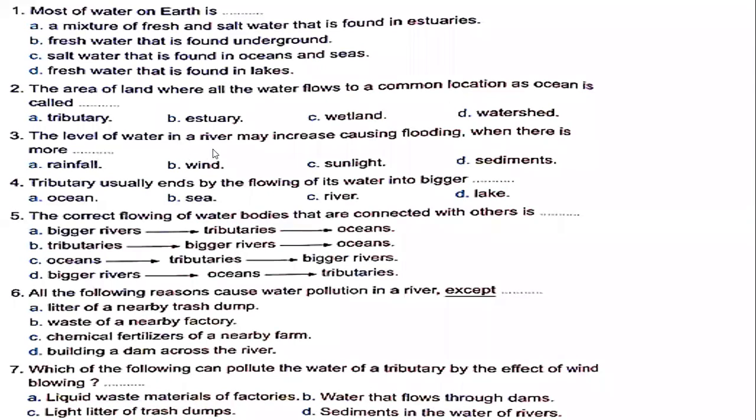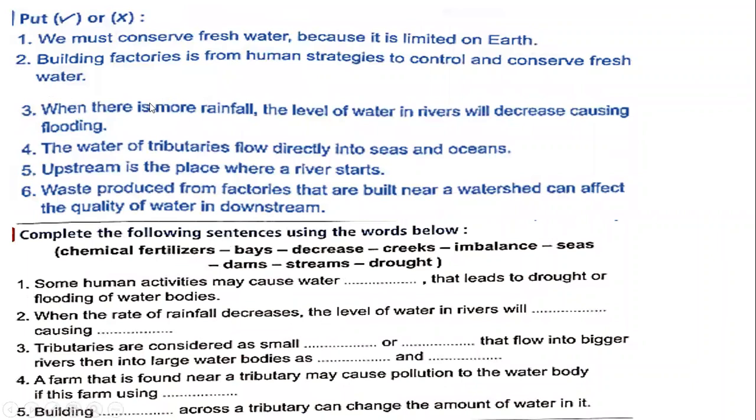Next, true and false quickly. Do not take much time. We must conserve fresh water because it's limited on Earth. Yes, just 3% only. Building factories is not one of the human strategies to control and conserve water. Building dams is, to control fresh water. So number two is wrong, it's not factories, it's dams.